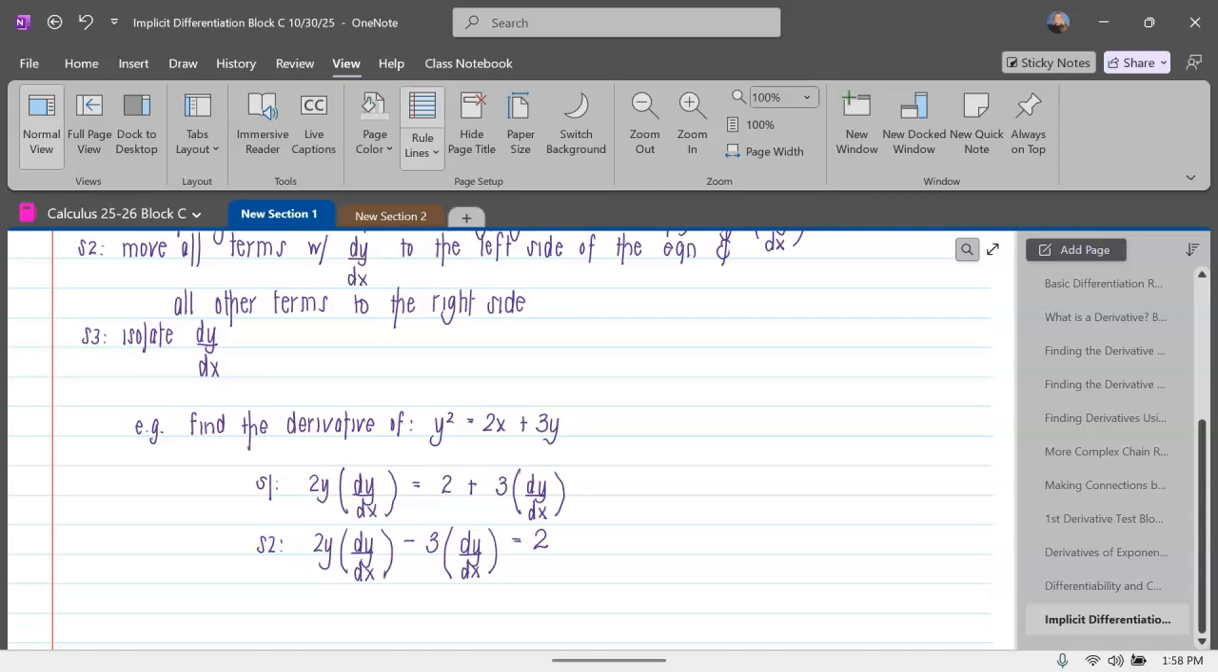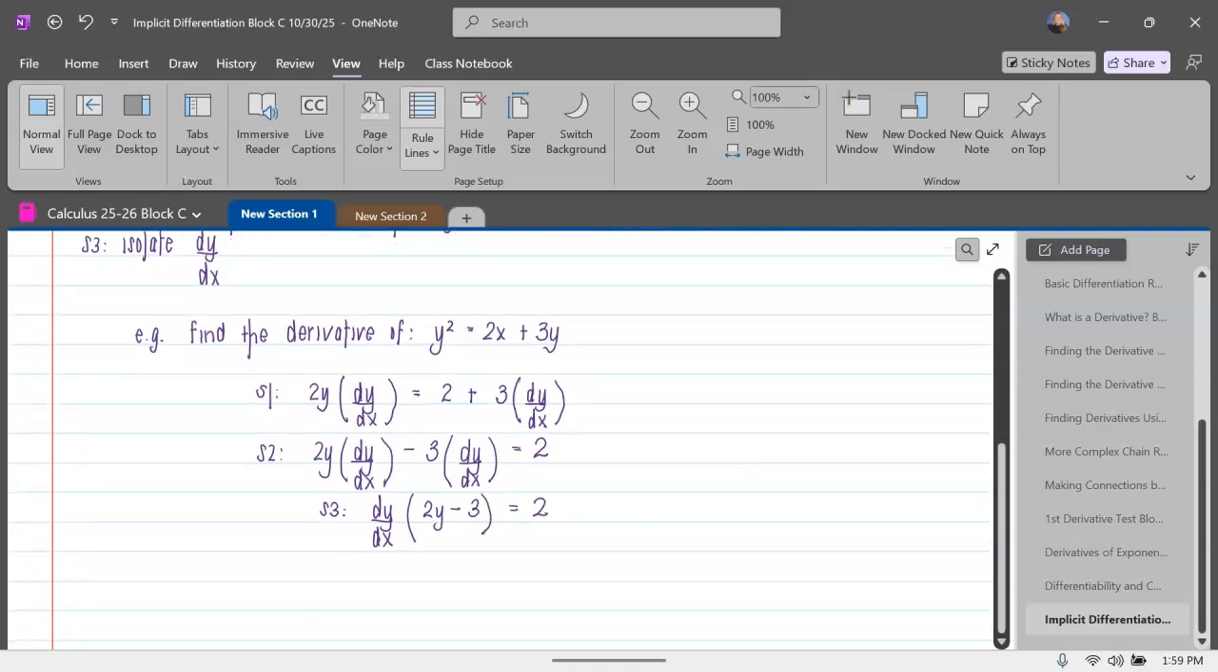How many terms is dy dx in? 2. So how can we possibly isolate it if it's in 2 terms? I heard someone say it. How could we get dy dx from both of those terms? Could we factor it out? Yeah, like a GCF. All right. So we're going to factor out dy dx. And what are we left with? 2y minus 3. Now that equals 2.